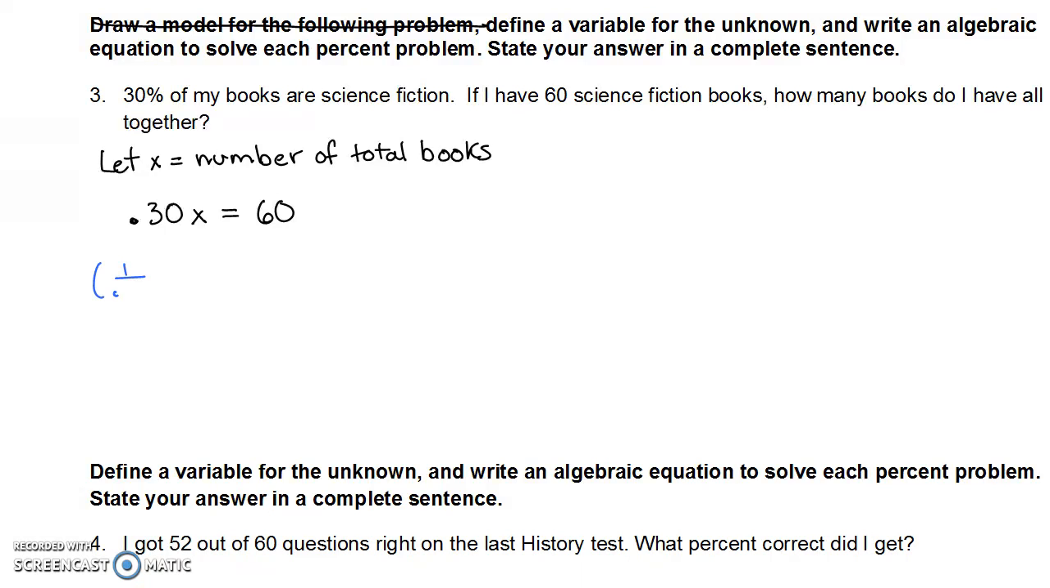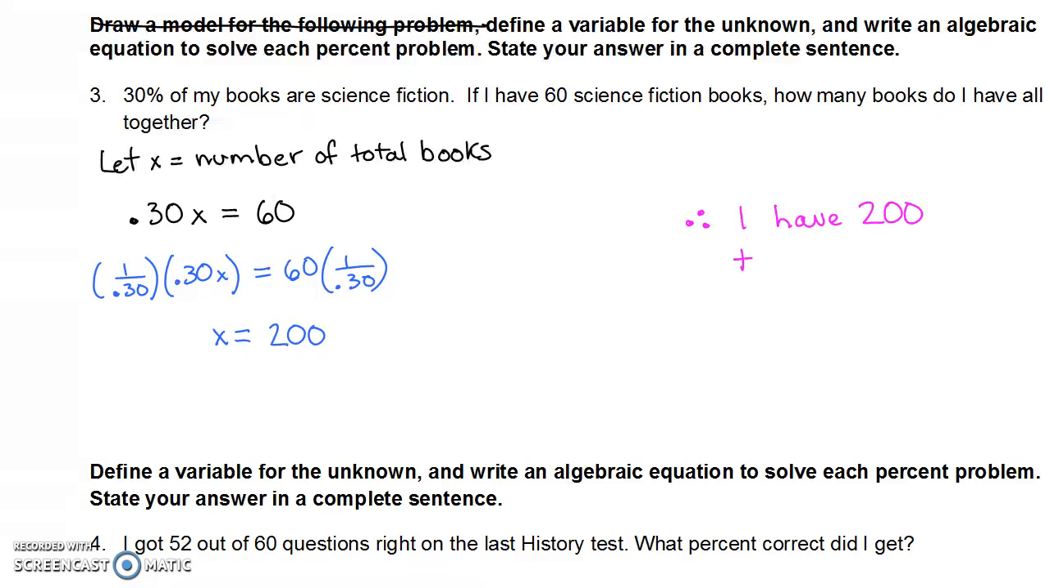Then we're going to divide both sides by 0.30. It is okay to use calculators in this section. So 60 divided by 0.3 is going to give us 200. The conclusion is that I have 200 total books.